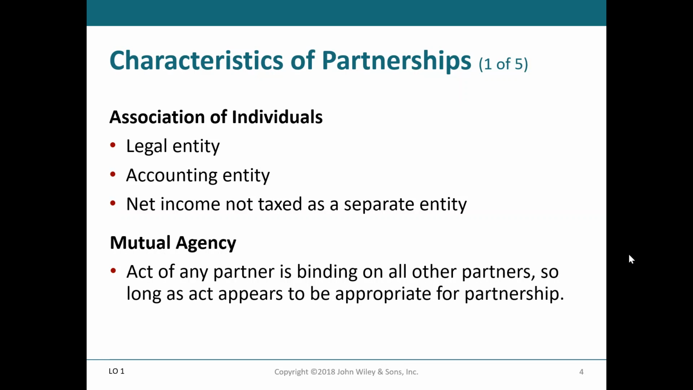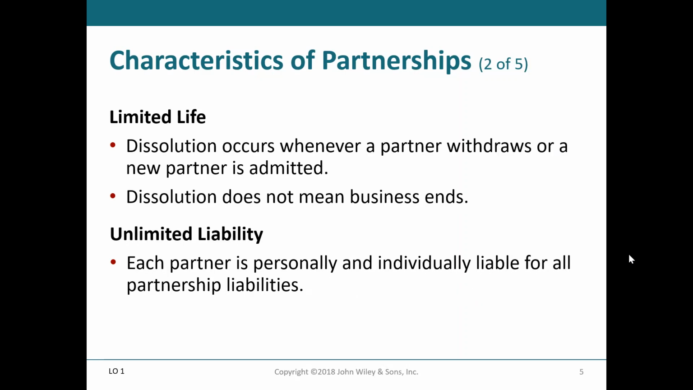Mutual agency: the act of any partner is binding on all other partners, so long as the act appears to be appropriate for the partnership. These are all characteristics of a partnership. Limited life: the dissolution occurs whenever a partner withdraws or a new partner is admitted. Dissolution does not mean the business ends.